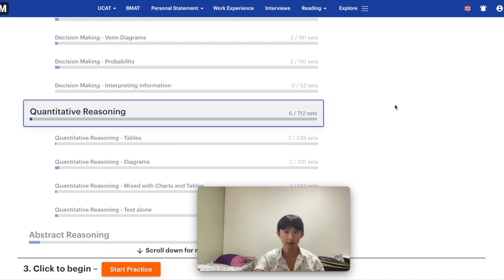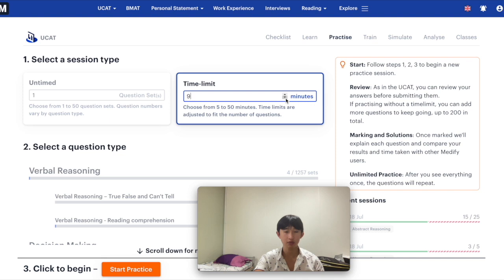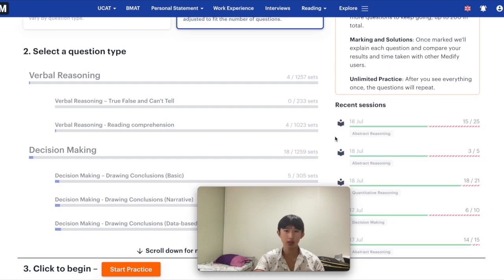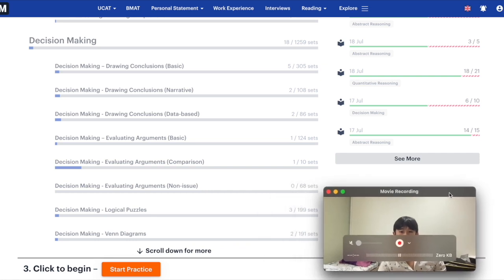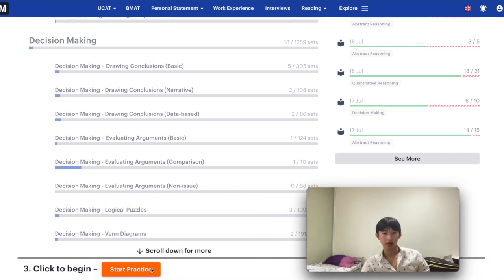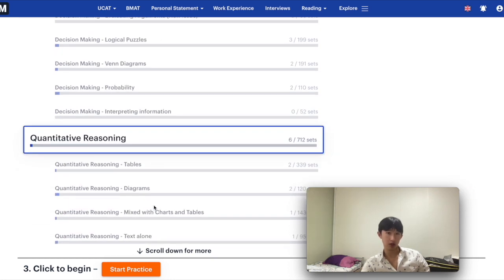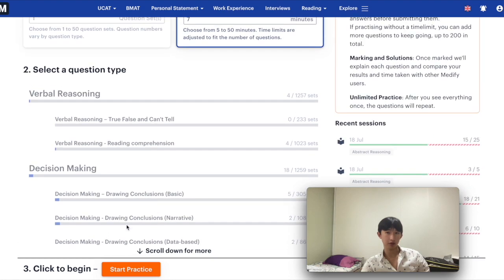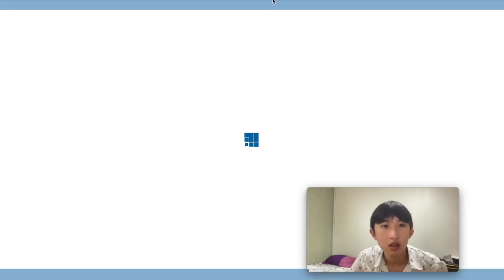Quantitative reasoning is actually really fun. Let's do 5 minutes of quantitative reasoning. Let's do 7 minutes and we'll call it a day. It's quite late now, a bit tired. Right, so this is it. This is my first time practicing, first time practice ever, and my first time doing timed quantitative reasoning. Let's go.